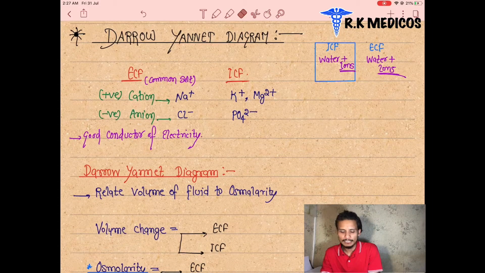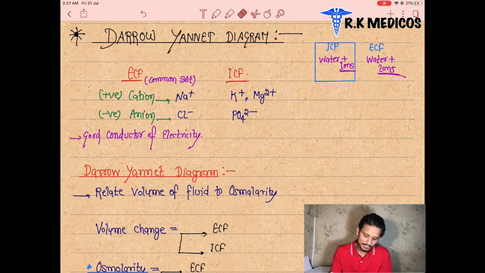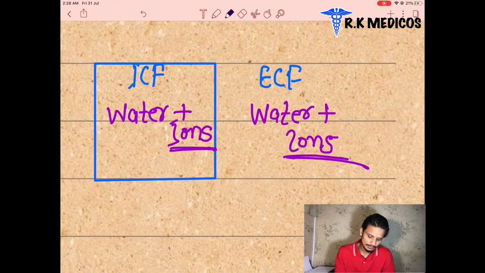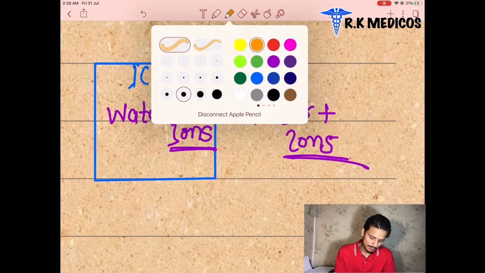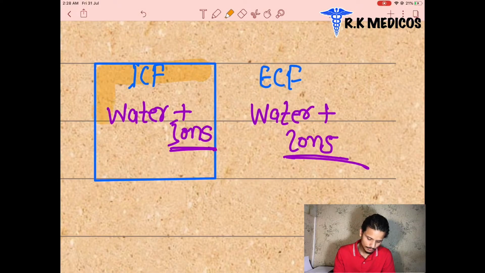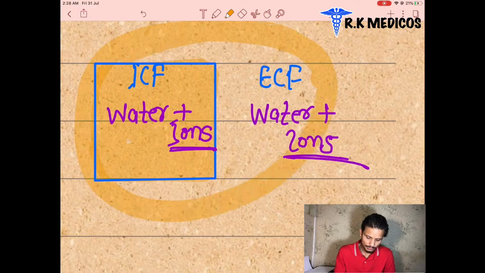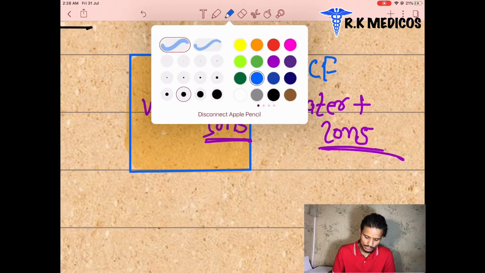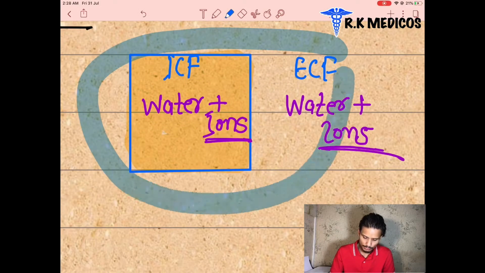Next section we are going to discuss the Darrow-Yannet diagram. Basically this diagram is based on the extracellular and intracellular fluid compartments. Now imagine in this picture, suppose this is the intracellular compartment, and this whole region outside the cell is the extracellular compartment.